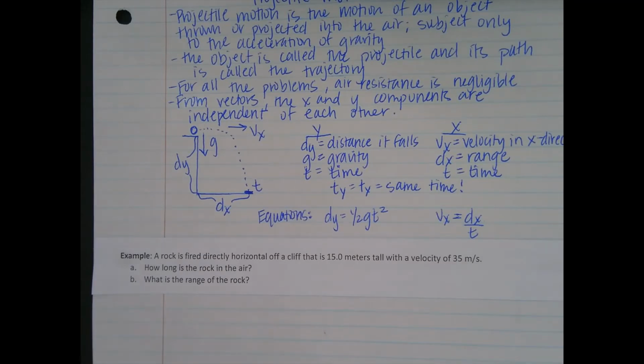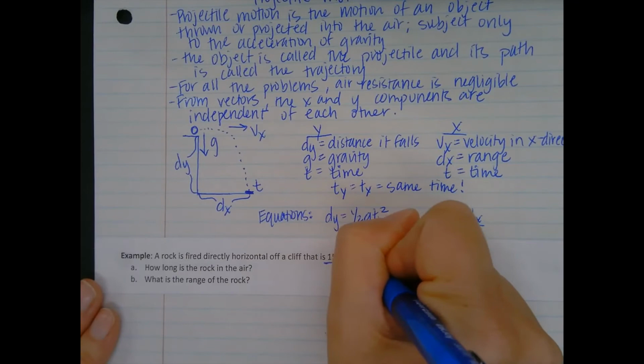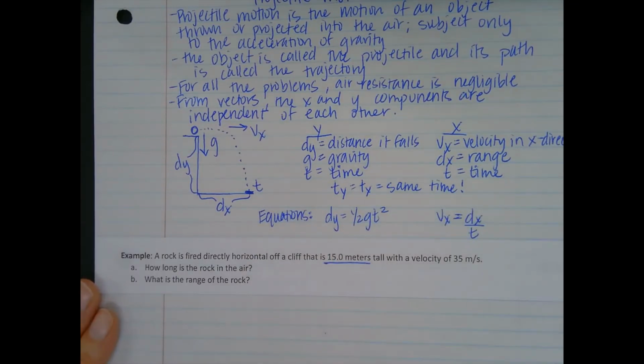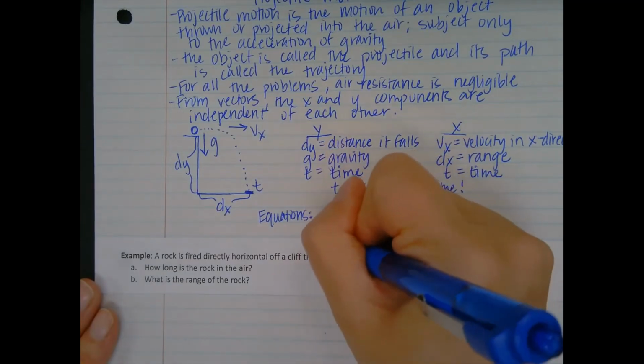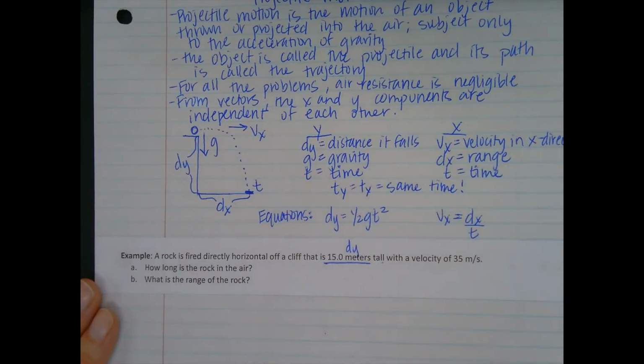Okay, so first decide what you're given. So what are we given in this question? 15 meters, and then we have to decide what that is. So looking at our variables, it says that it's 15 meters tall. So the tall gives me the clue that this is dy. This is the distance in the y direction because it's telling me what the distance is going to be that the rock falls.